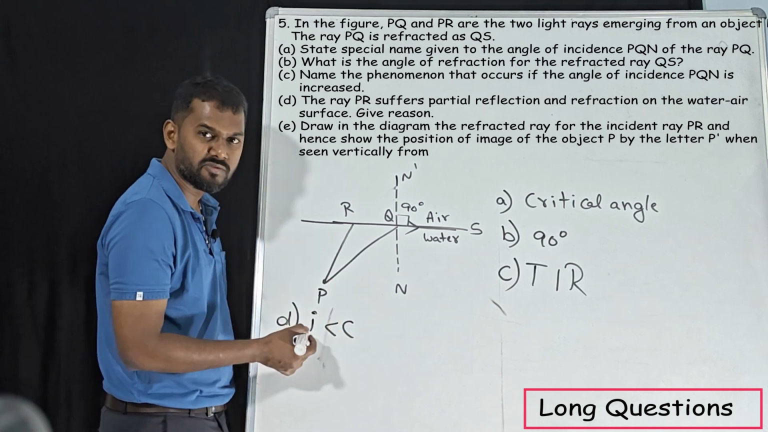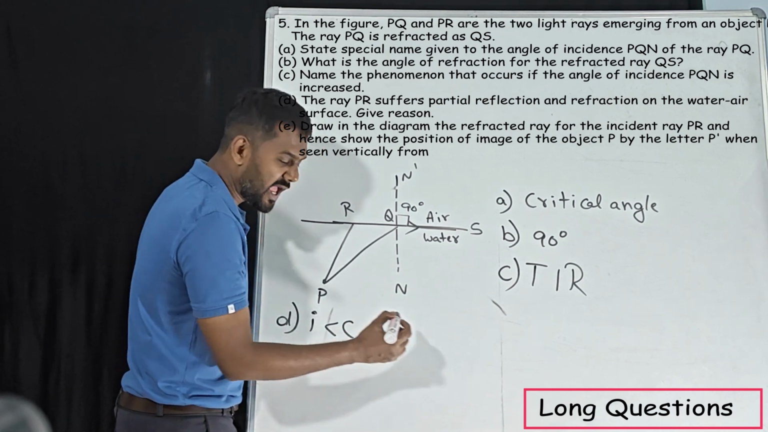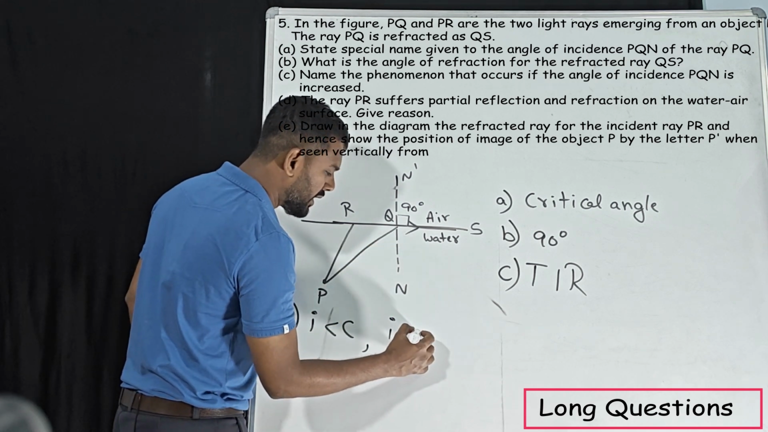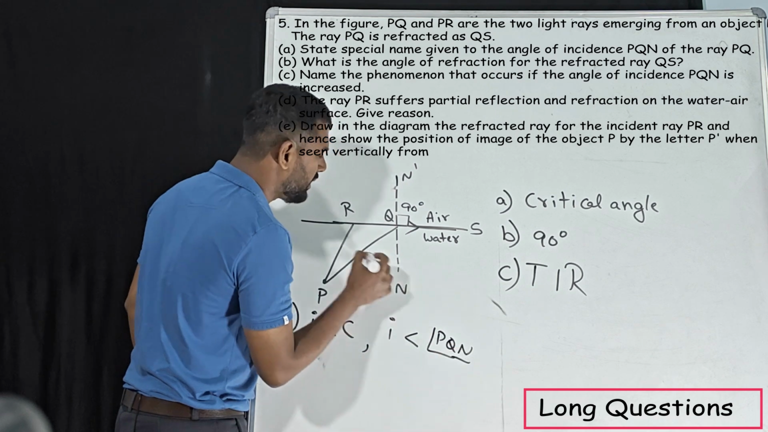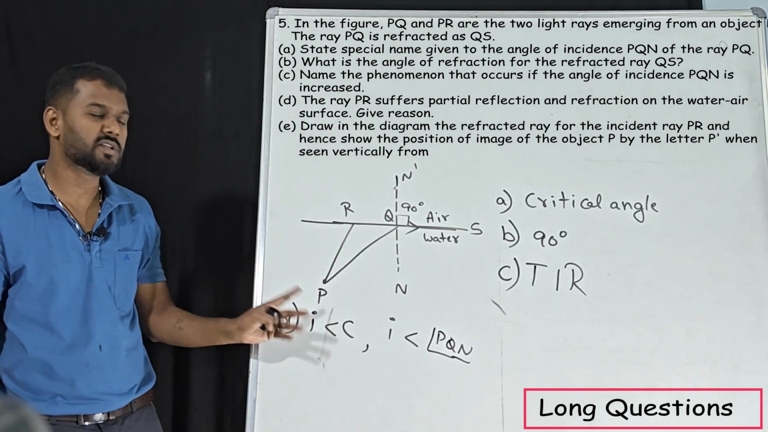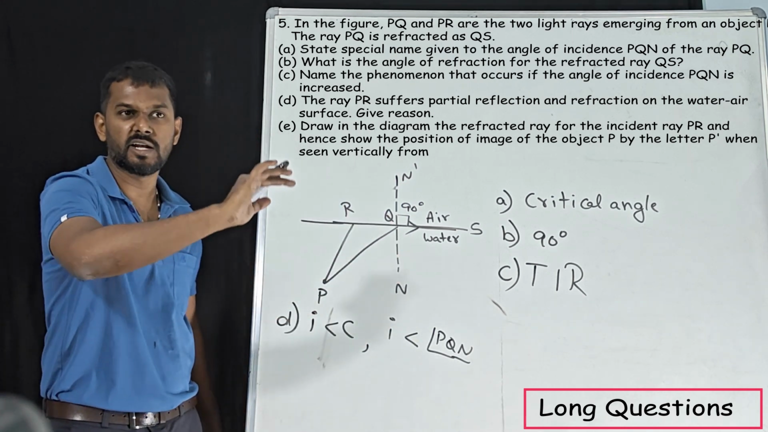To mention it specifically for this question, write it in the form of a sentence: angle of incidence is less than angle PQN. That is nothing but the critical angle. This is how you have to write for this question. Both are correct, but you have to write it in full sentence form.